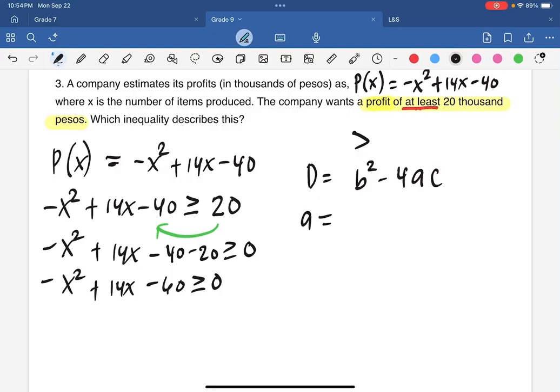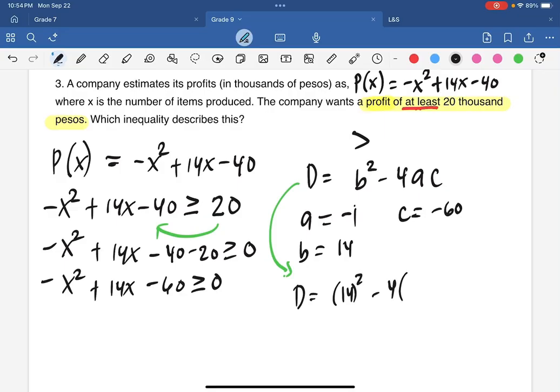For a, we have negative 1. For b, we have 14. And for c, we have negative 60. Now, let's go over to the discriminant formula. So we have b squared: 14 squared minus 4 times negative 1 times negative 60. So 14 squared is 196.